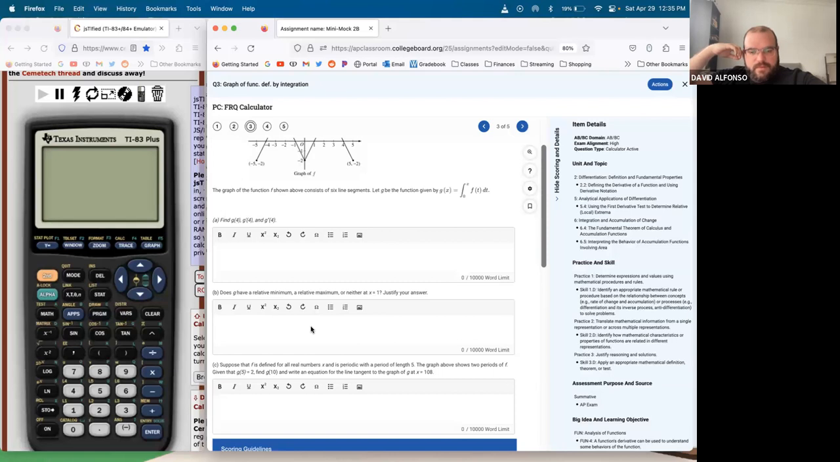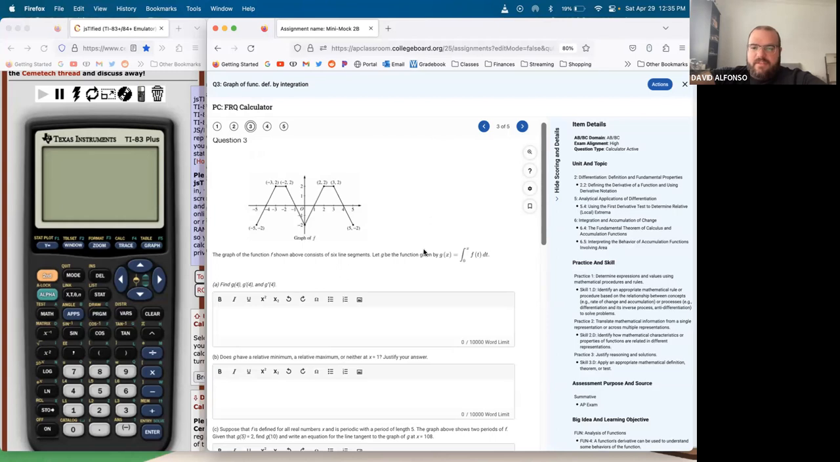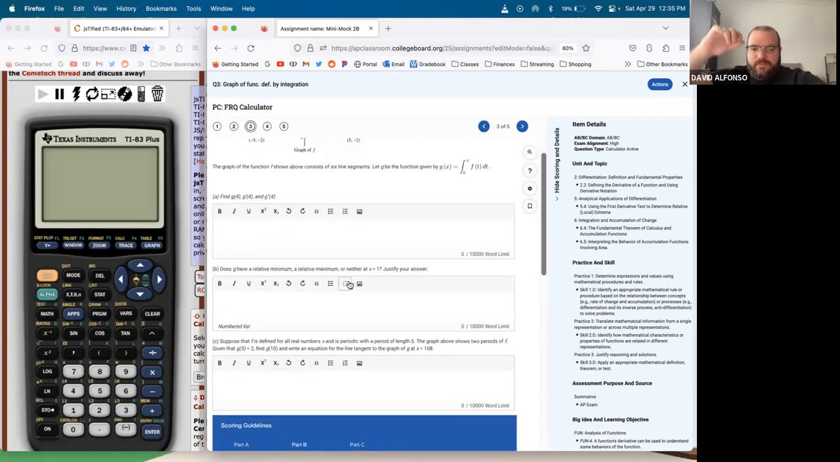The graph, okay. Given that g of 5 equals 2, find g of 10 and write an equation for the line tangent to the graph of g at x equal to 108. Oh, so this graph repeats forever. That's basically what they're saying. Okay, so it continues in this pattern forever. Let's see if you can figure this out.